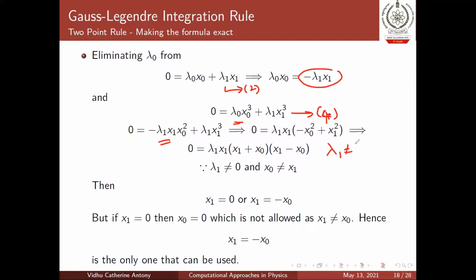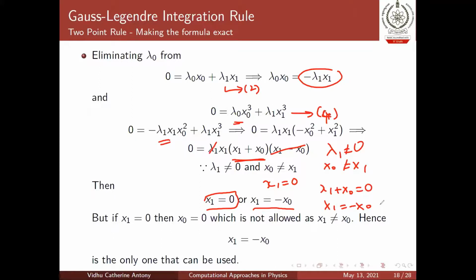But you also know that lambda 1 is not equal to 0, so this cannot be equal to 0. x naught is not equal to x1, and you can reduce things and find out that x1 is 0 or x1 is equal to minus x naught. So the option of this being 0 goes away, and you are just left with this. You're either left with x1 equal to 0, or x1 plus x naught equal to 0. So you get x1 is equal to minus x naught.